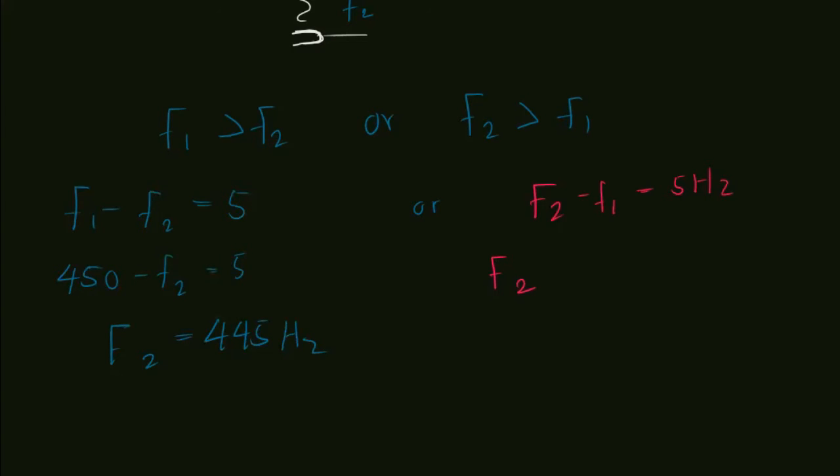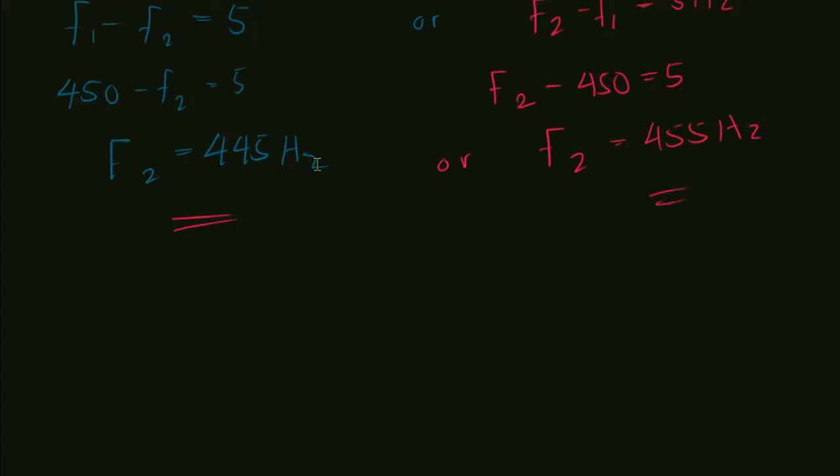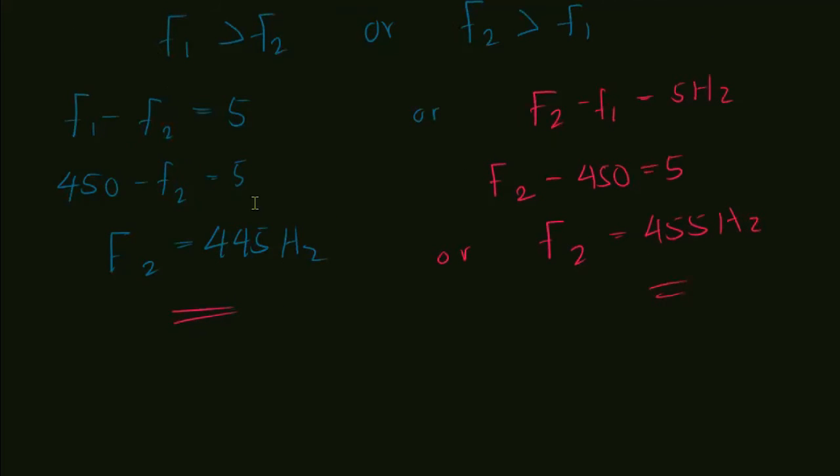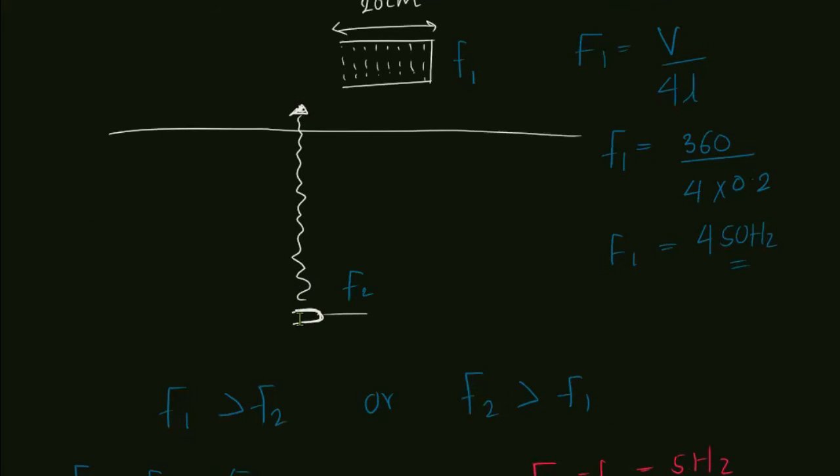When F2 is whom exactly? F2 is this one. If this is greater than the unenclosed tube's frequency, which we found to be 450, then this can be 455 hertz. Both these are possible, right? So let's assume this is the frequency of the tuning fork which is inside the water. What we need to find is the wavelength.